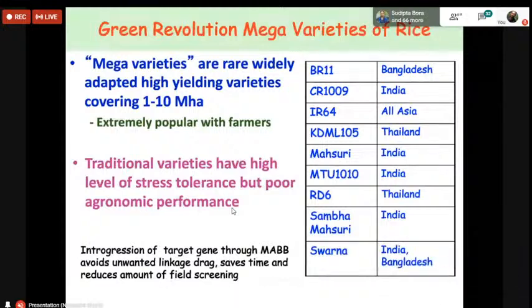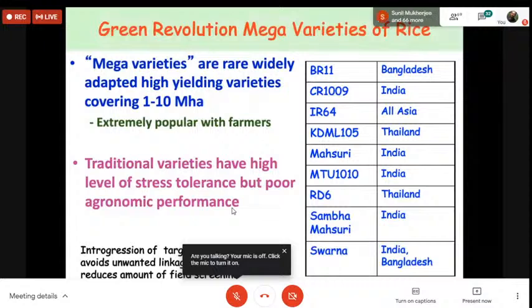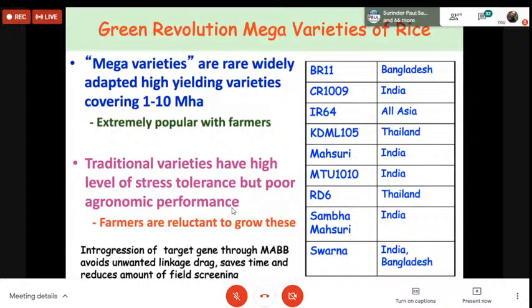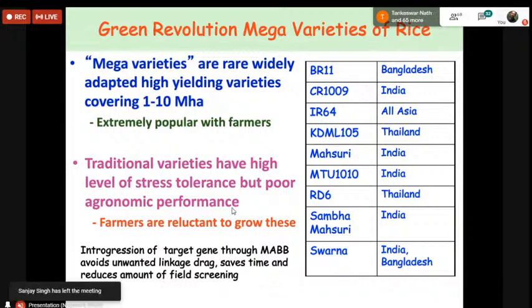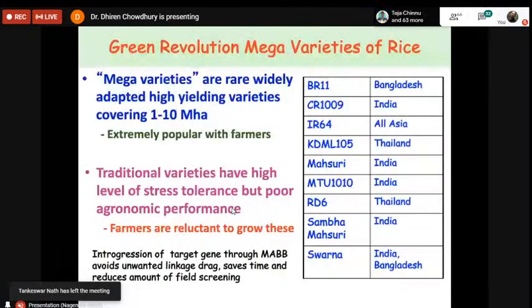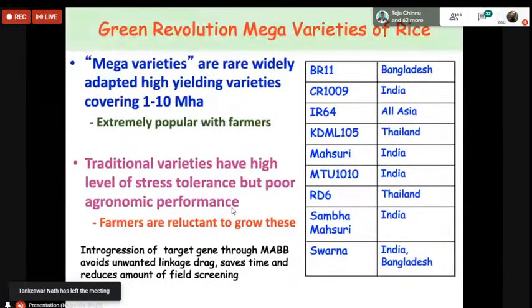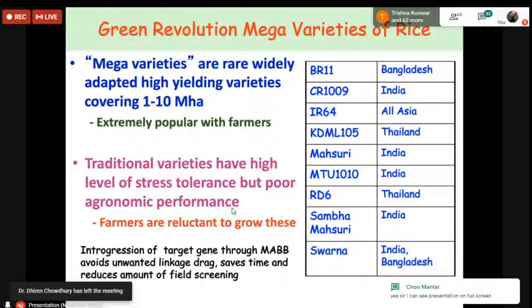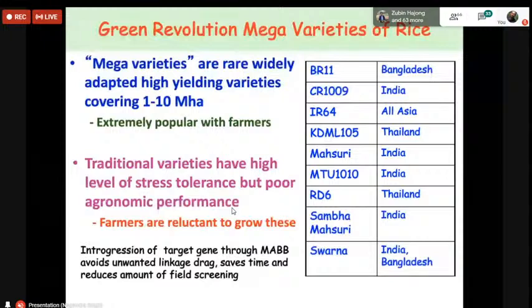Then the traditional varieties have a very high level of stress tolerance and quality, but they are poor in economic performance. As a result, farmers are reluctant to grow these varieties. Now, many people say that because of the Green Revolution we lost all our traditional varieties. That is not a correct conclusion. We have not lost any of them, we have only stopped growing them. All the traditional varieties are there in the gene bank at NBPGR and at IRRI. You can take any of these varieties which were grown 30 or 40 years back. But nobody will grow them again because they have certain limitations and so many other limitations.